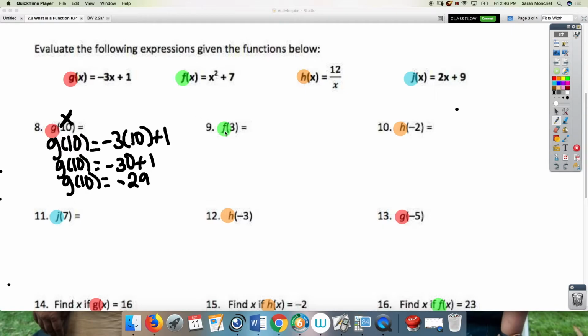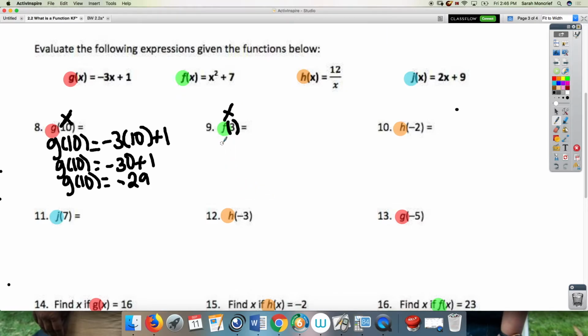Looking at 9, we are going to use f of x is equal to x squared plus 7 for this one. It gave me f of 3 for 9. Did it give me an input or an output? Input. How do you know it's an input? Because it's inside the parentheses. If it's on the inside, that means it is an input, and we will plug it in for x.